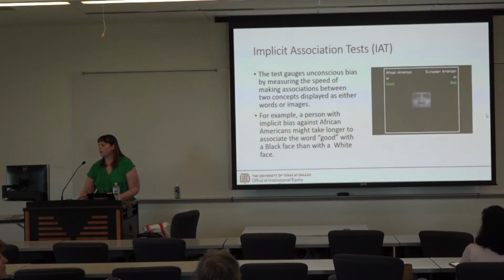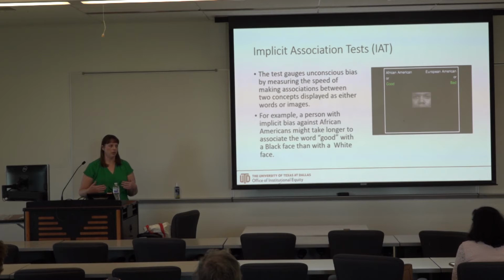And so how these tests work is they gauge our unconscious bias by measuring your speed in making associations between a positive or negative attribute and a particular class of people, whether it's race, age, sex, etc. They have an extensive amount of tests. And this picture on the right is kind of what it looks like.